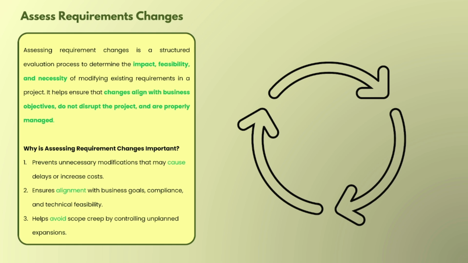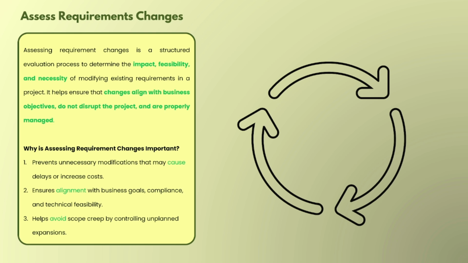We check things like: why is the change needed? Can we actually do it? That is, we are talking about feasibility. Then, will it affect the budget, timeline, or other parts of the project? Once we have the answers to these questions, then we start working on it. The whole idea is to make sure that the change makes sense, fits the business goal, and won't mess up anything that is already working well.